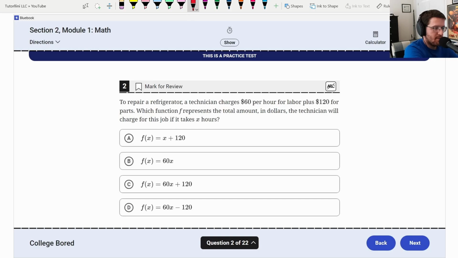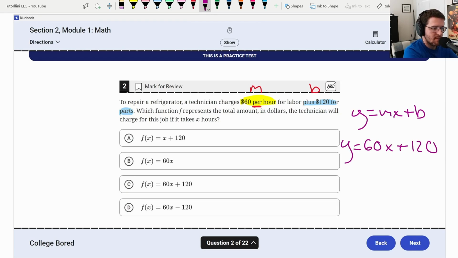Question 2. So this part here, $60 per hour. This keyword per kind of makes me think this is a slope or an m. And this here, plus $120 for parts, that really sounds like a flat fee or a fixed rate, a flat fee initial cost. So I'm going to make that my b, my y-intercept. So if y equals mx plus b, and m is 60, and b is 120, that gives us 60x plus 120. And that is answer choice C.